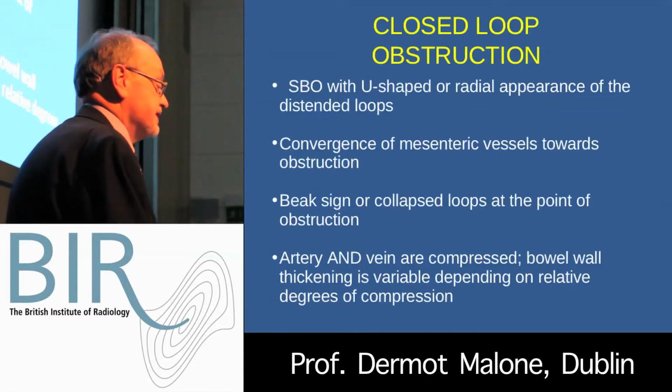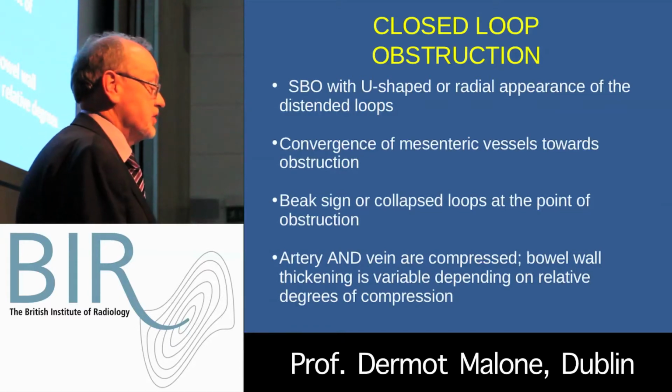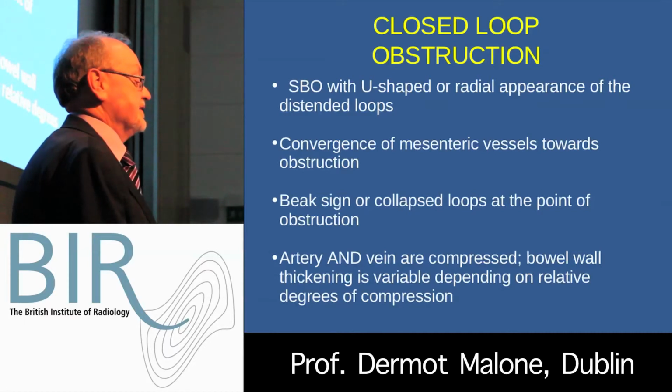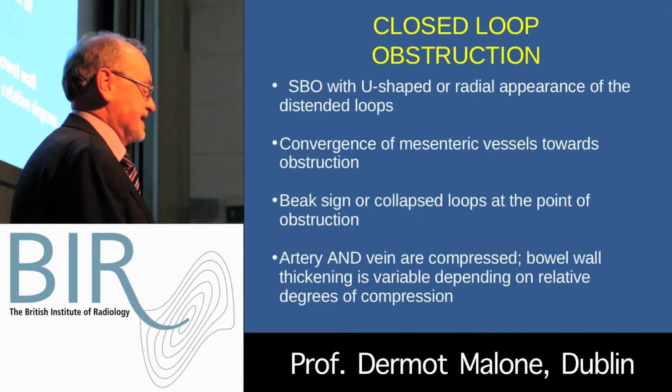Closed loop obstruction is a special case in which we have a twist in the mesentery. We have a small bowel obstruction, and on imaging we see either a U-shaped or radial appearance of the distended loops, depending on whether they're lying in the plane or perpendicular to the plane. There are some signs of it: convergence of mesenteric vessels towards the obstruction, and the beak sign, or the twisting sign, of collapsed loops at the point of obstruction.